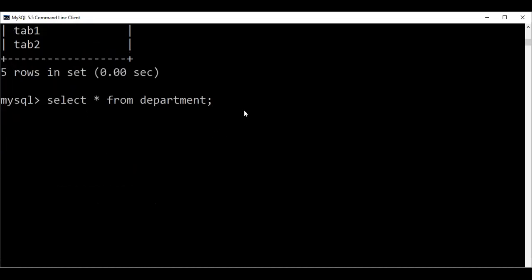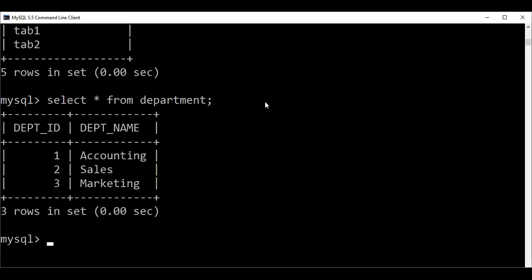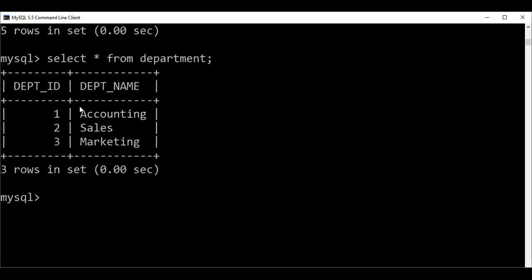I'll give you time. First, let me explain what the different joins are and their differences. If I select star from department, you can see the data I have added: department ID, department name. Try to understand. This is a simple table. The table name is department. It has two attributes, department ID and department name. It has three rows: one accounting, two sales, and three marketing.